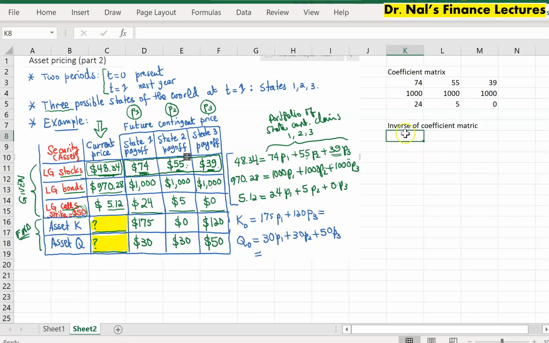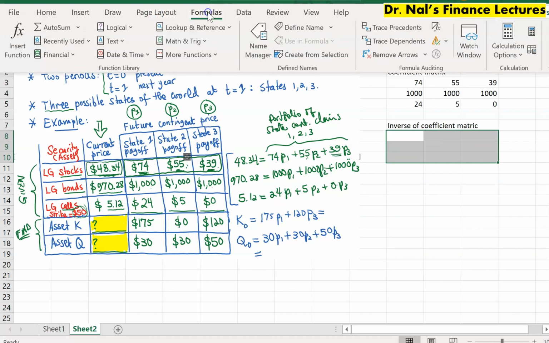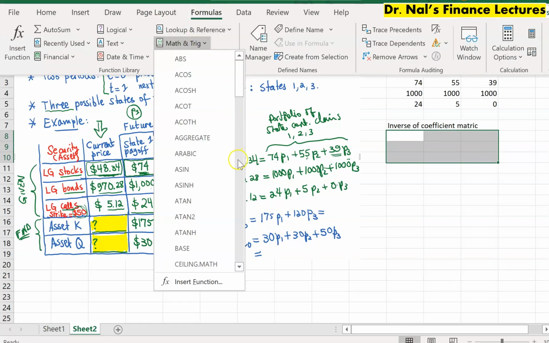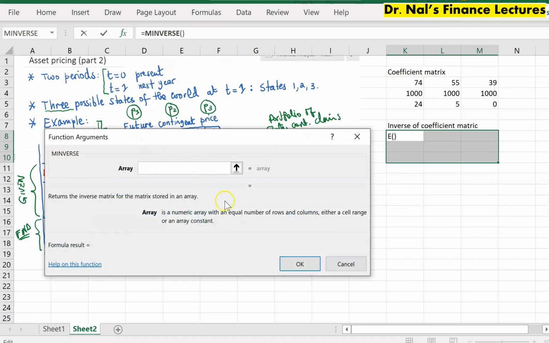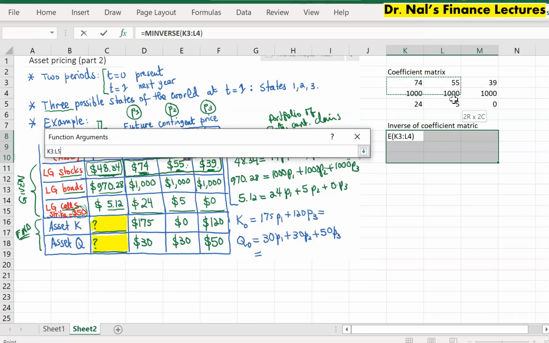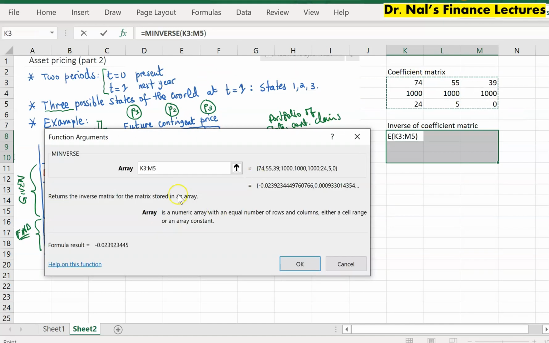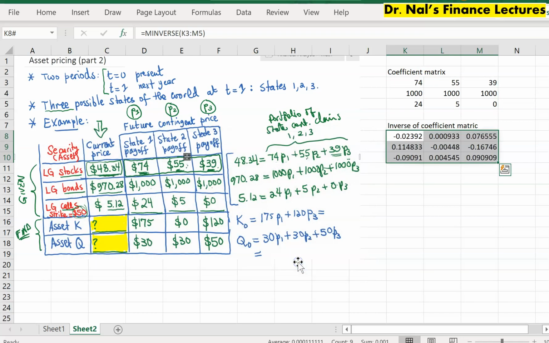That's easy. It will be a 3 by 3 matrix, and all I do is go to formulas, math. We did it many times. If you have memorized it by now, just start typing it into Excel. I'm using this one, matrix inverse. Very easy. All I do is describe which matrix I want to take the inverse of, this one, and press OK. There you go. This is the matrix of inverses.